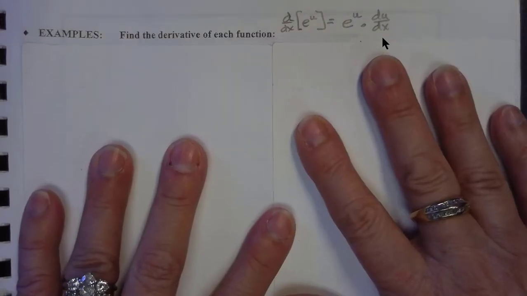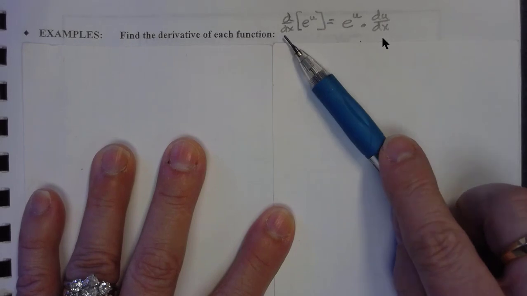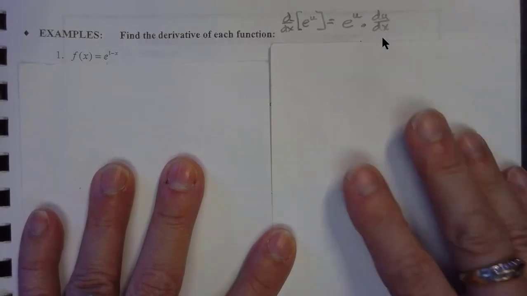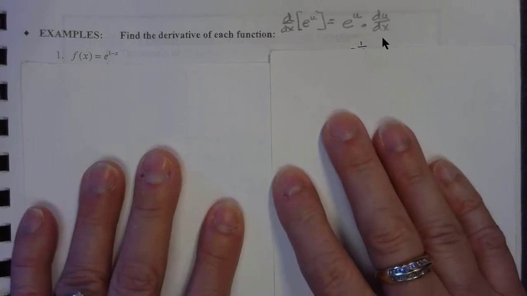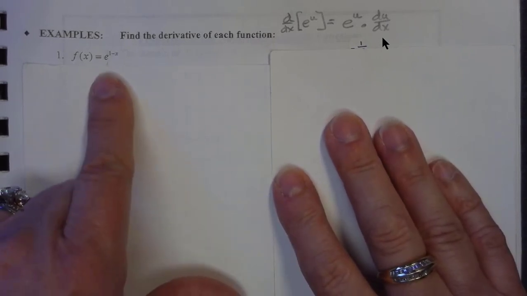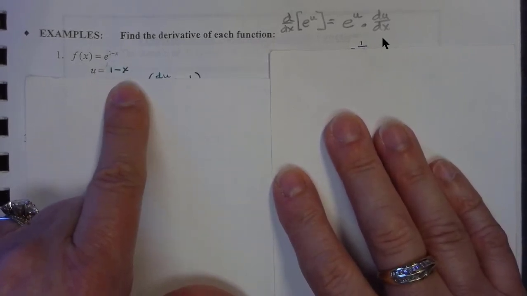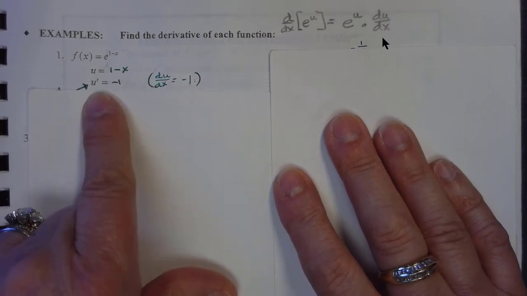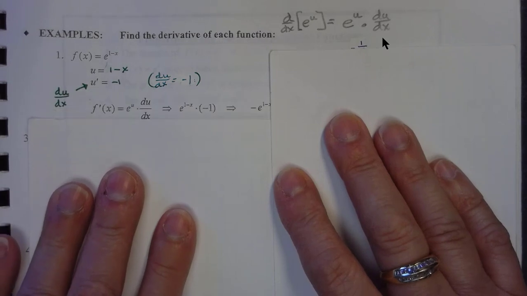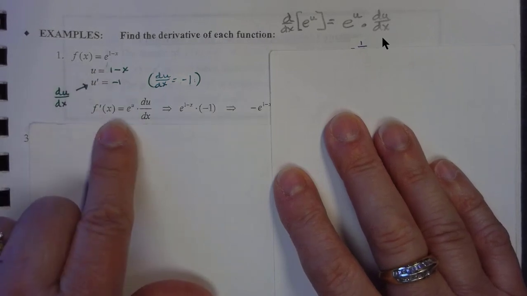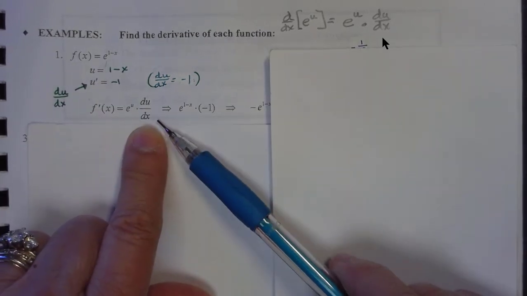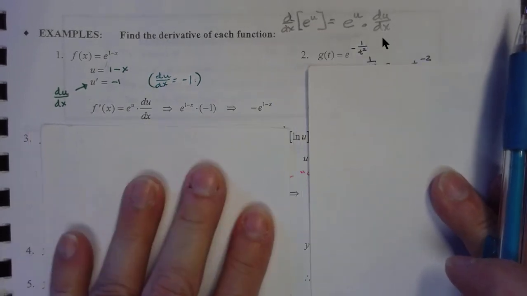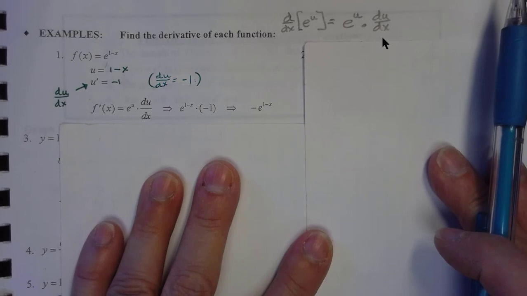Here we go. Find the derivative of each function. Let us remember, the derivative with respect to x of e to the u is e to the u times du dx, times u prime. All right, so f of x is e to the 1 minus x. My u is 1 minus x. So my du dx is -1, meaning my u prime is -1. So f prime of x is e to the u times du dx: e to the 1 minus x times -1, which gives us this.